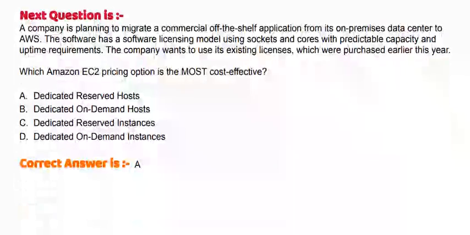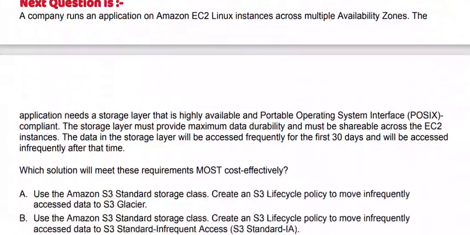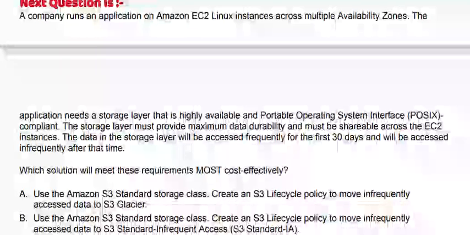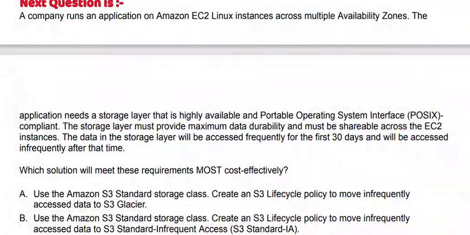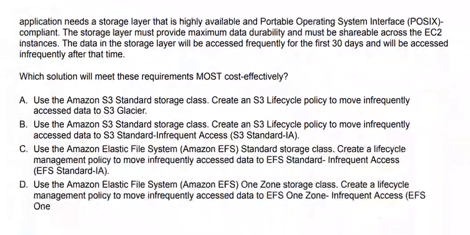Next question is, a company runs an application on Amazon EC2 Linux instances across multiple Availability Zones. The application needs a storage layer that is highly available and portable operating system interface compliant. The storage layer must provide maximum data durability and must be shareable across the EC2 instances. The data in the storage layer will be accessed frequently for the first 30 days and will be accessed infrequently after that time. Which solution will meet these requirements most cost effectively? Please go through the options.